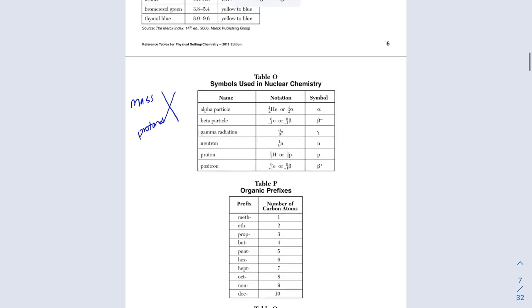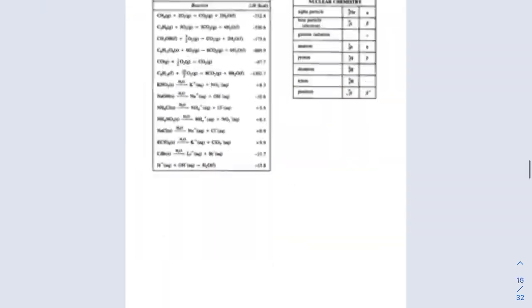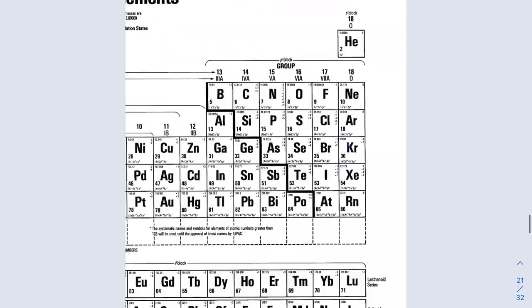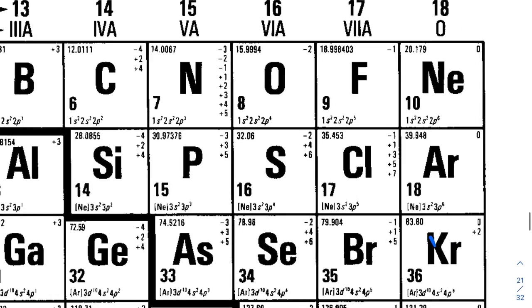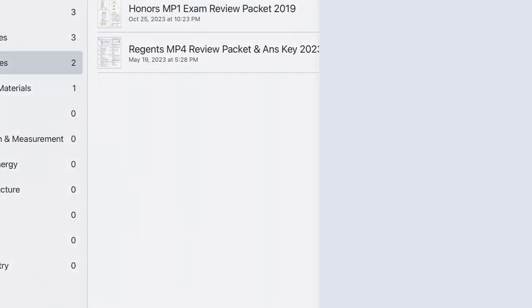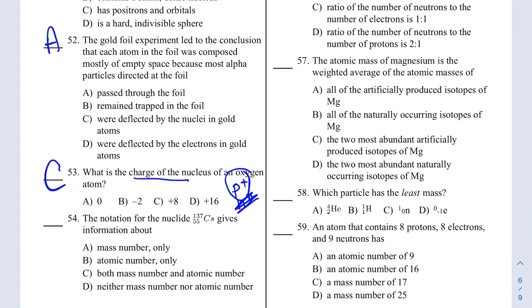So let's go to the periodic table. I'll go to the big one so you can see it. Oxygen has 8 protons, so plus 8. Also, it wouldn't be negative.